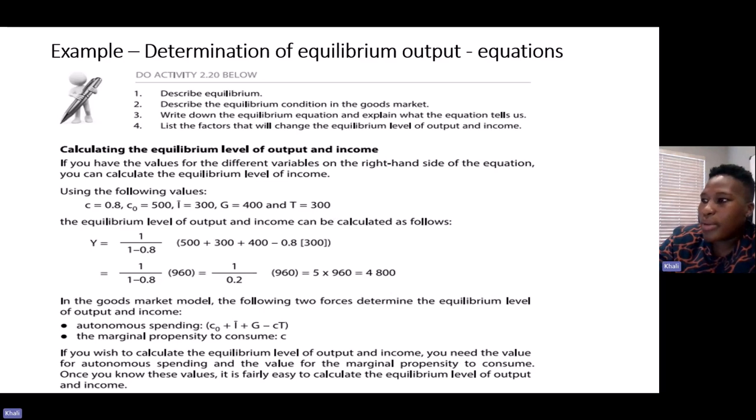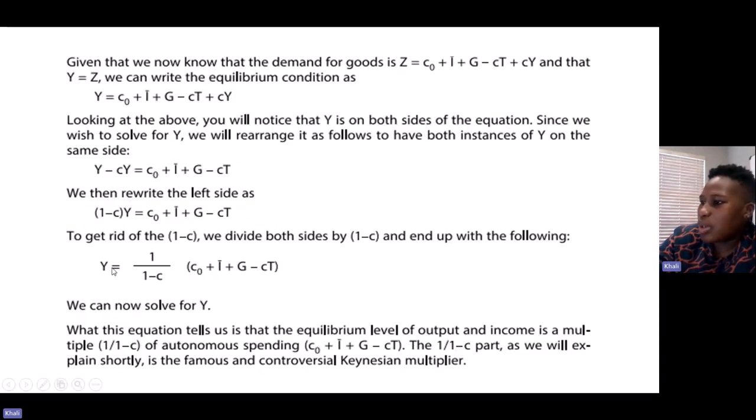Now, remember the equation. The equation is simple. If you remember the equation, you just need to plug in the values. So the equation is Y equals 1 over 1 minus the marginal propensity to consume, multiplied by the autonomous spending. Autonomous spending is C0 plus I plus G minus cT. So all we have to do is substitute the values.